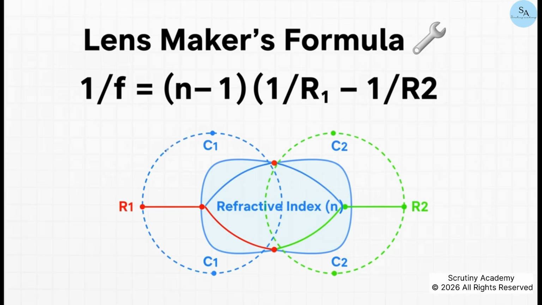This one is a little more advanced, but it's really cool. The lens maker's formula explains why a lens has a certain focal length. It connects f to what the lens is made of, that's n, and the curve of its sides, that's R1 and R2. It's the physics behind the lens.